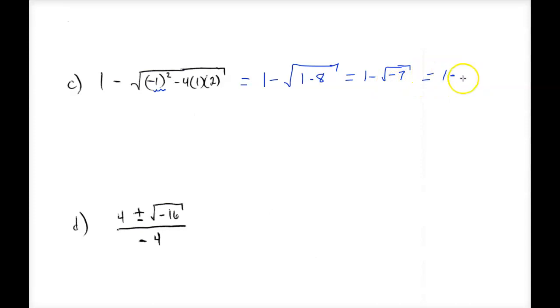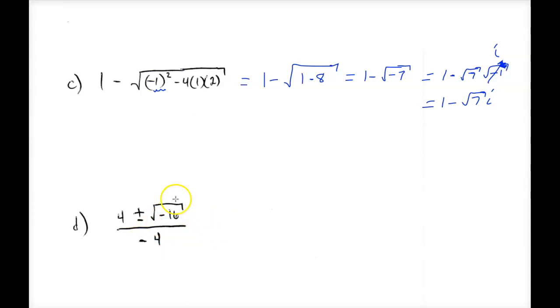And we know that the square root of -7 can be rewritten as the square root of 7 times the square root of -1. Which this part is i. So this just ends up being 1 minus the square root of 7 i.